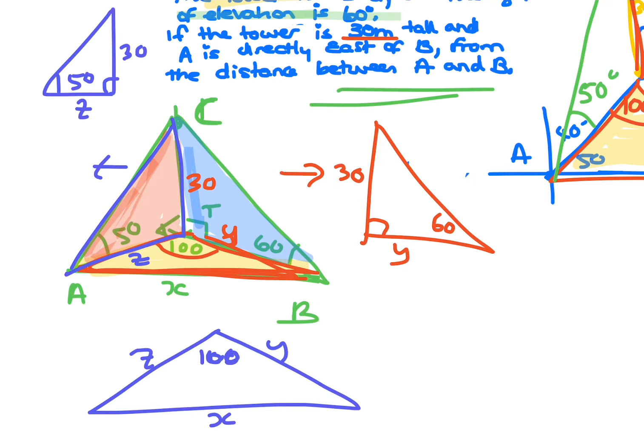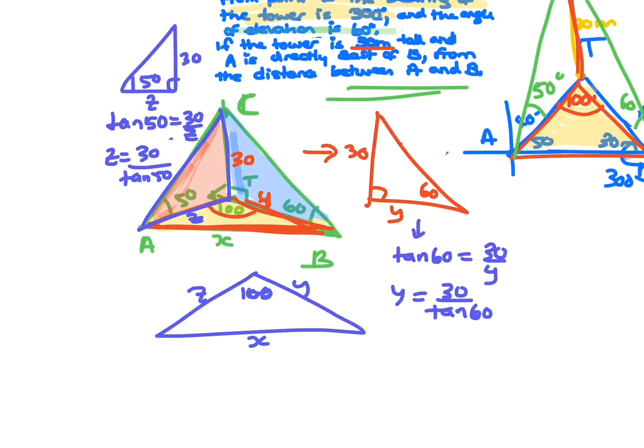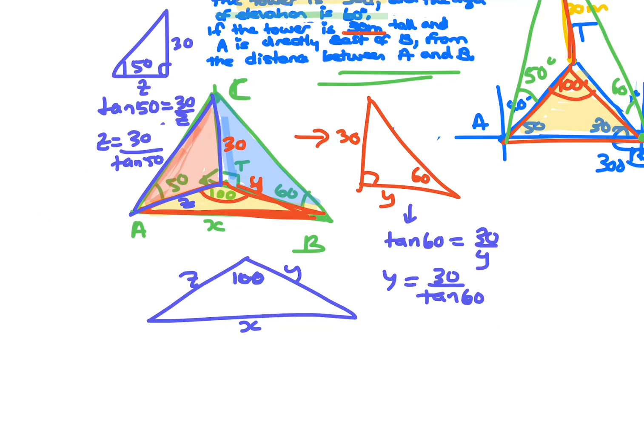If we go up to the triangle at the top there, that's the tan rule. So tan 50 is 30 over Z, and that means that Z is 30 divided by tan 50. And if we look at this triangle, tan 60 is 30 over Y, so Y is 30 over tan 60. Once we've got that, then we can come down to this triangle here.